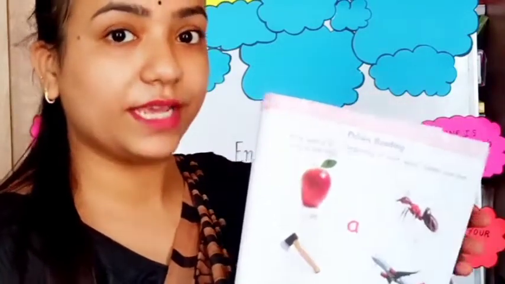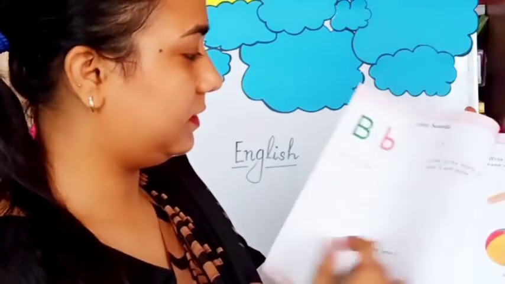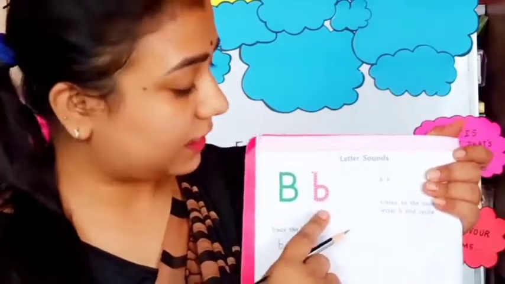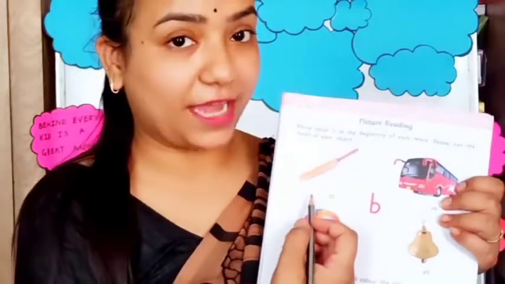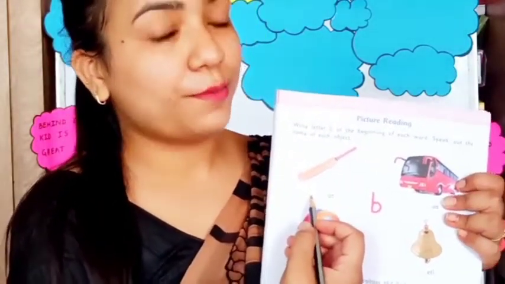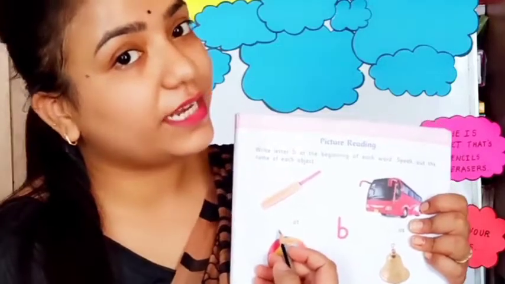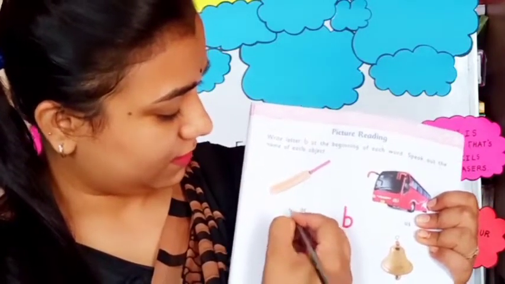Okay, now next letter. This is capital B and this is small b. B is for bat. Bat starts with the letter B. So here we will write B.